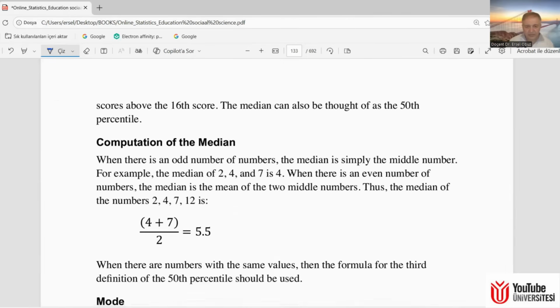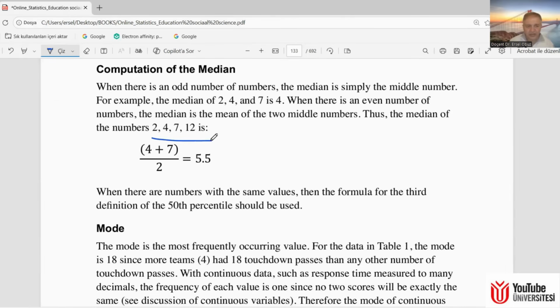Okay. Exactly. That's how you do it. We have 4 values, 2, 4, 7, 12. So 4 plus 7 divided by 2, 5.5, will give you the median. Just be careful whether you have an odd number of observations or an even number of observations.